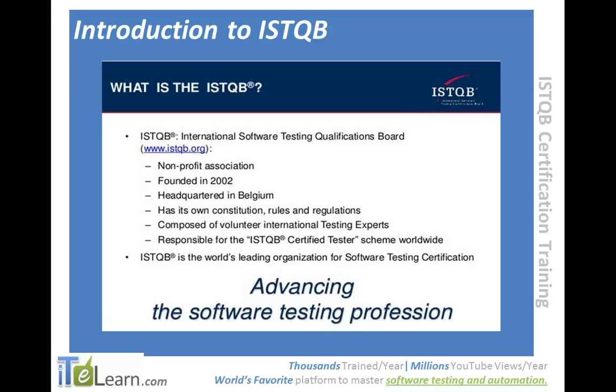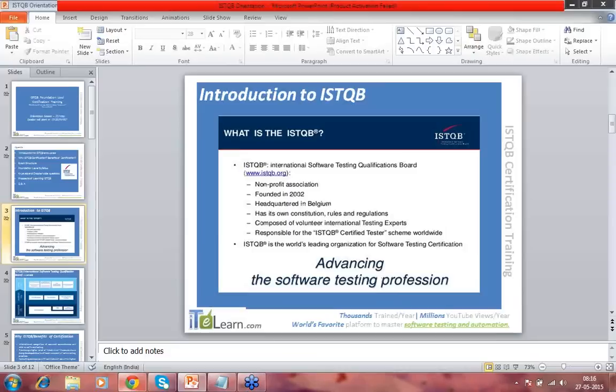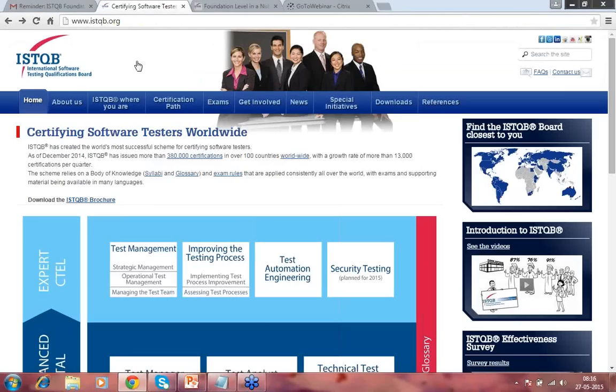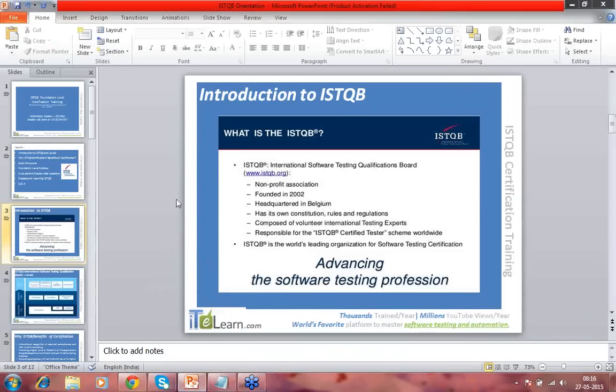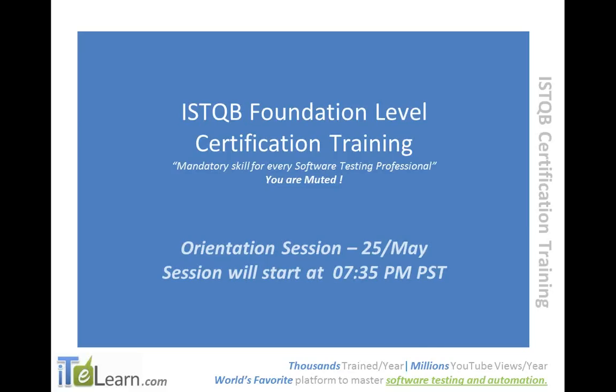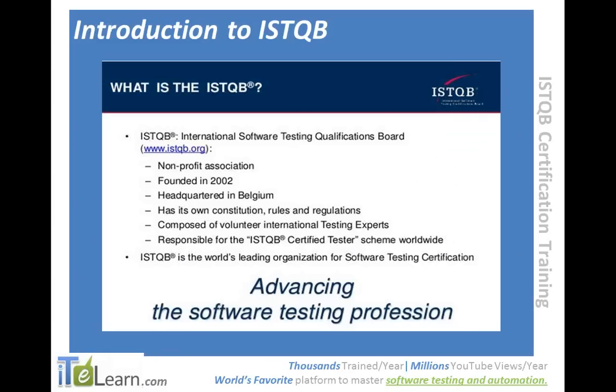You should be good. So ISTQB stands for International Software Testing Qualifications Board. This is the website, www.istqb.org. I can show you that website so that you can go to it later when you have time. This is where we need to look for all kinds of information that we need for the certification of different levels. And it's a non-profit association.